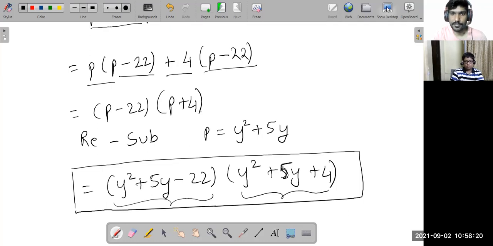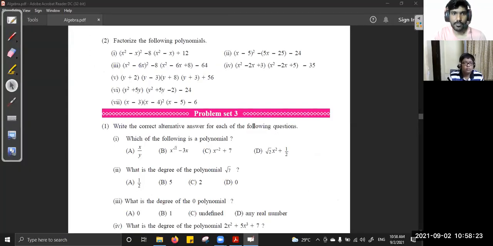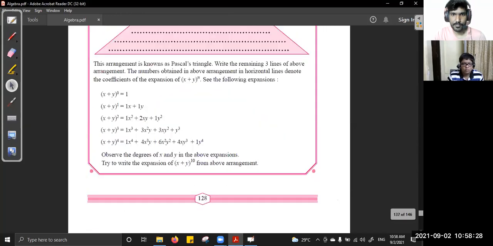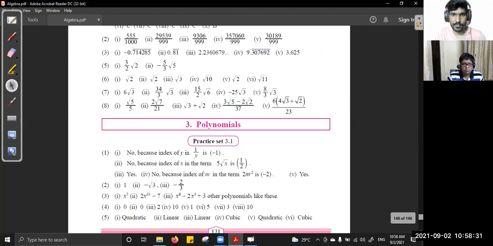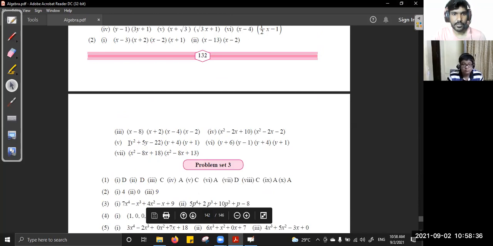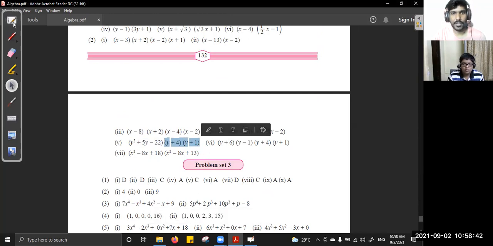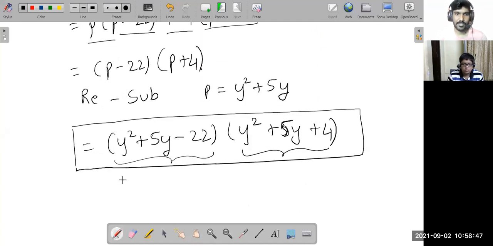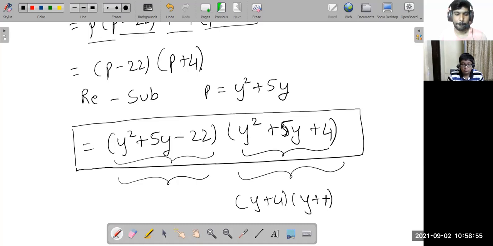Let's see how it is behind. Okay, so the first bracket as it is, they want you to solve the second one: y plus 4, y plus 1. So keep the first one as it is, solve the second one, and you will get y plus 4, y plus 1. Can you do this solving for homework?